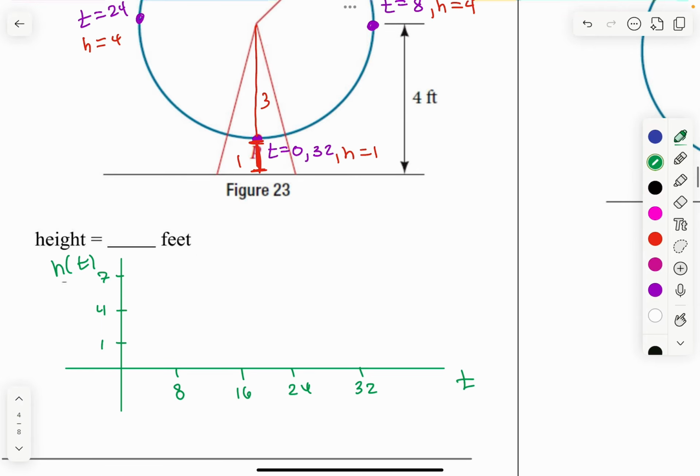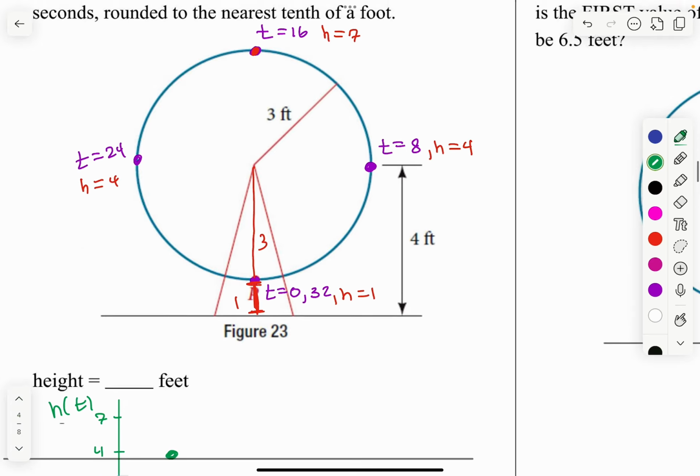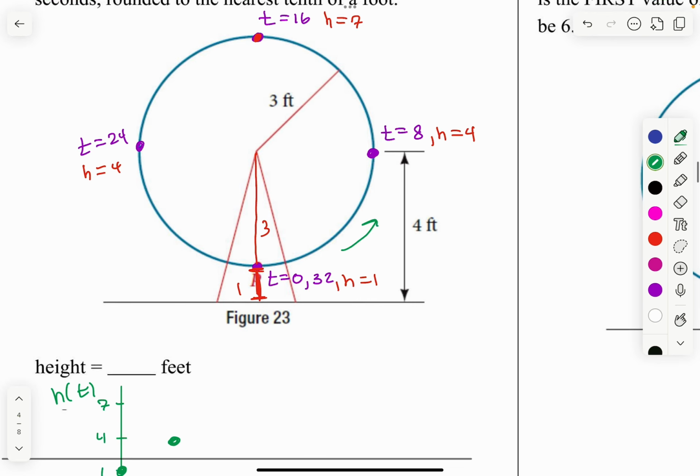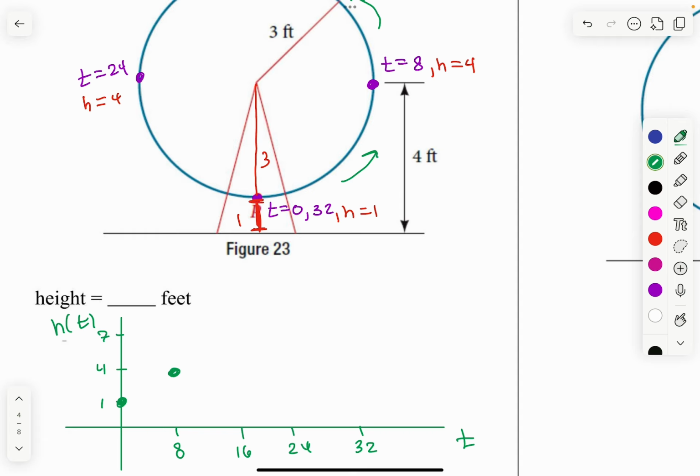Okay, so I can plot these points, right? At time 0, we're at 1 foot. At time 8, we're at 4 feet. Again, I'm just following these counterclockwise around. At time 16, I'm at 7 feet. At time 24, I'm at 4 feet. And then at time 32, I'm back at 1 foot. So we see this behavior. And now we gotta model this.